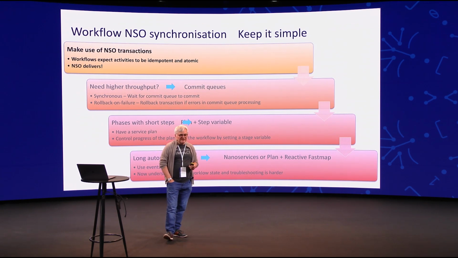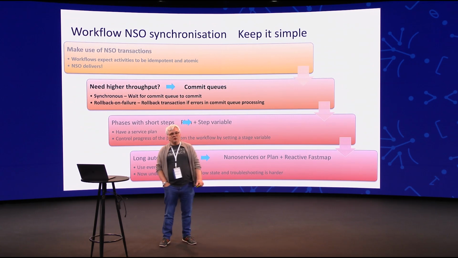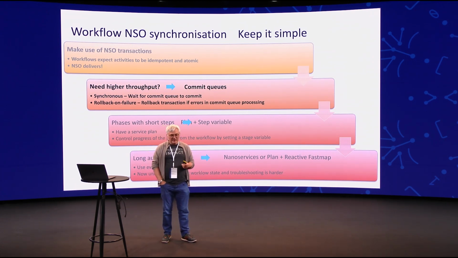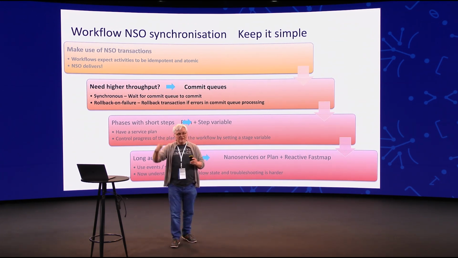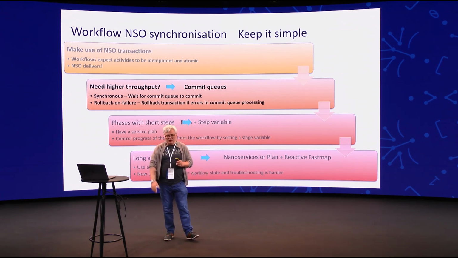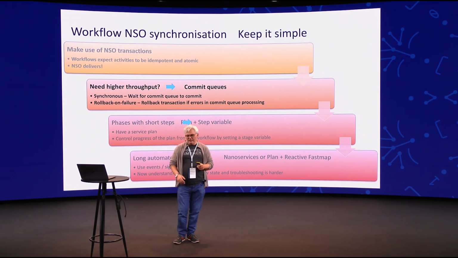But of course, sometimes I need a higher throughput, and the answer is commit queues. So I would say the best way to use commit queues from workflow is to use the synchronous flag. So I return when the commit queue is done. So I know the workflow proceeds when the device has actually made the change, and roll back on failure, which means that I get that all or nothing behavior.